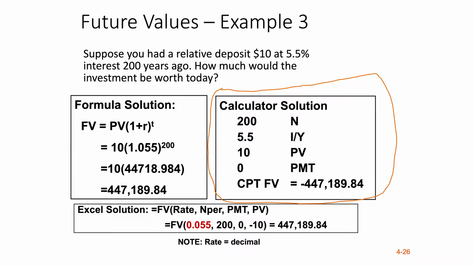Example 3. It says, suppose you had a deposit, your relative make a deposit $10. 200 years ago, they put a $10 in the bank. The interest rate is 5.5. How much is that saving account worth today?